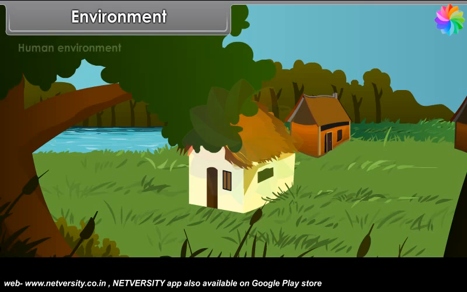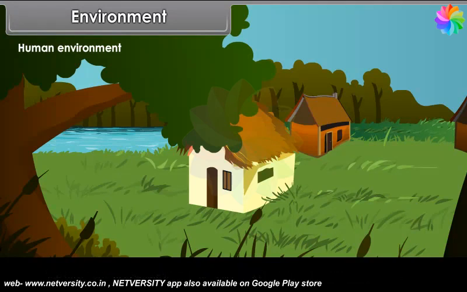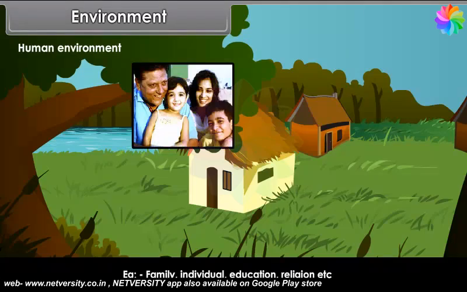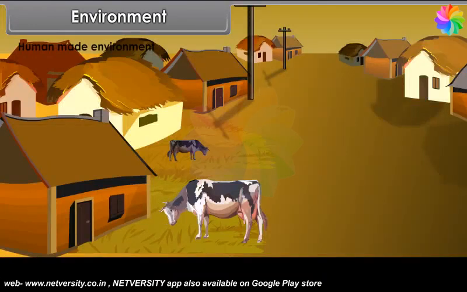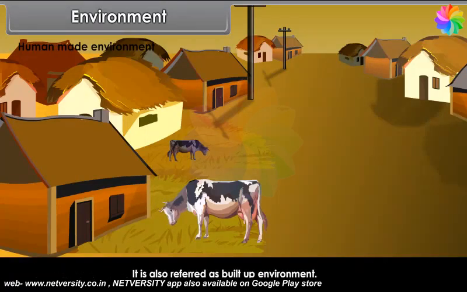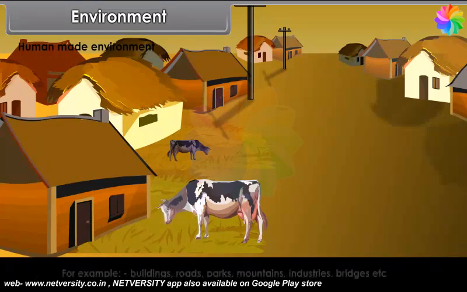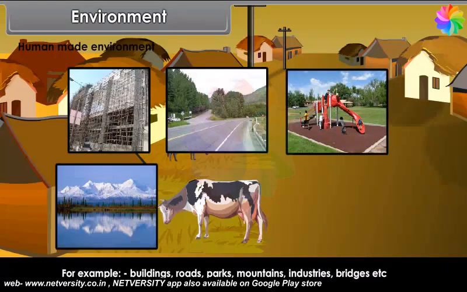Human environment. The environment in which human beings live is known as human environment. Example: family, individual, education, religion, etc. Human-made environment. Human-made environment is created by human beings for their own use or for the use of domesticated animals and plants. It is also referred to as built-up environment. For example, buildings, roads, parks, mountains, industries, bridges, etc.